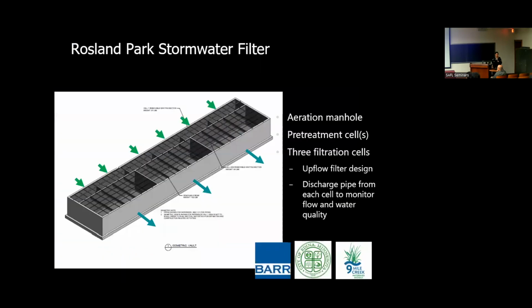And actually, the full evolution of this is a project that was recently put in for 9 Mile Creek Watershed District in the city of Edina. So this is the Roslyn Park stormwater filter. And this one is really built like a small treatment plant. So there's an aeration manhole that comes into some pretreatment cells. You can see the green arrows there. Those are pretreatment cells that have anthracite in them. Water comes down through the anthracite and then comes up through 3 different cells of different kinds of media that they're testing, and then out into a lake that's impaired.